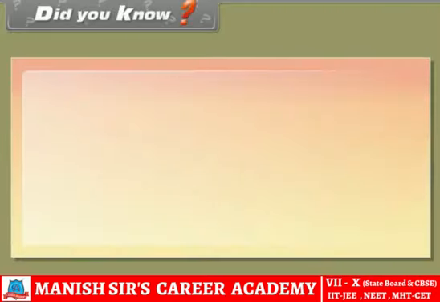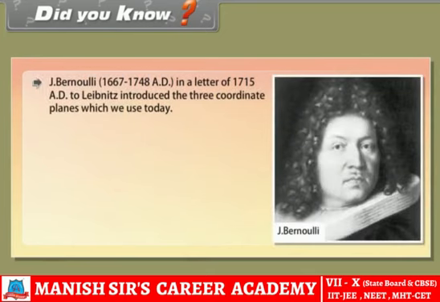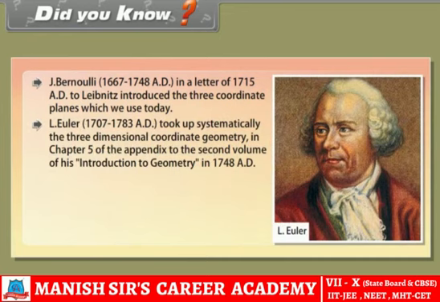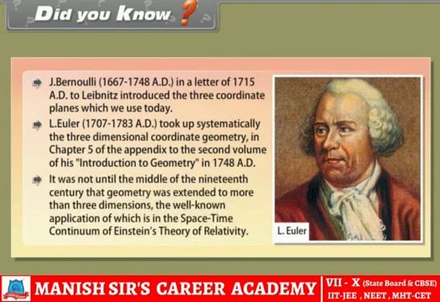Did you know? J. Bernoulli, in a letter of 1715 AD to Leibniz, introduced the 3 coordinate planes which we use today. L. Euler took up systematically the 3-dimensional coordinate geometry in Chapter 5 of the appendix to the 2nd volume of his Introduction to Geometry in 1748 AD. It was not until the middle of the 19th century that geometry was extended to more than 3 dimensions, the well-known application of which is in the space-time continuum of Einstein's theory of relativity.